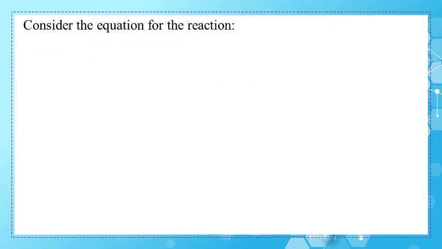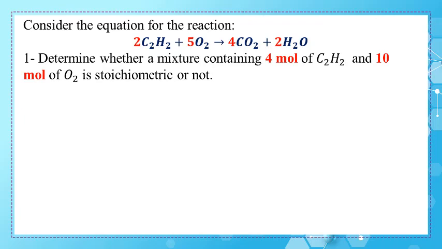Let's solve an application together. Consider the equation for the reaction: 2C2H2 plus 5O2 gives 4CO2 plus 2H2O. Determine whether a mixture containing 4 mol of C2H2 and 10 mol of O2 is stoichiometric or not.